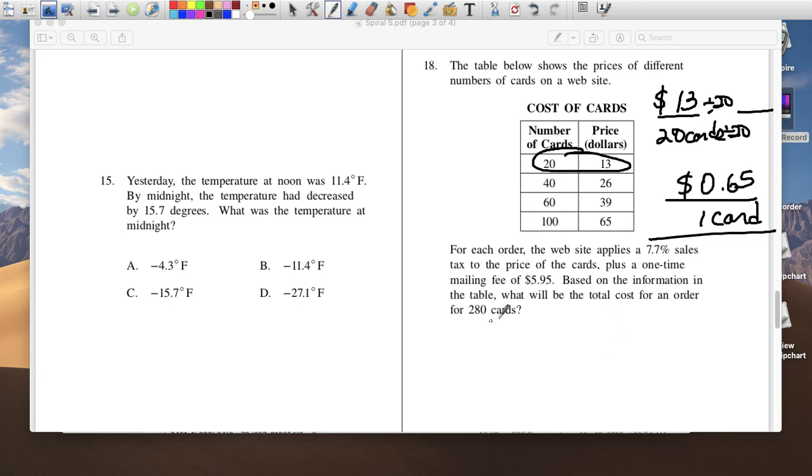So how many cards are we buying? 280. So let's calculate. 280 times 0.65, that's the price of one card. Let's find out how much that is first. 280 times 0.65. 280 cards is going to cost us $182. We're not done because now we've got to pay 7.7% tax.